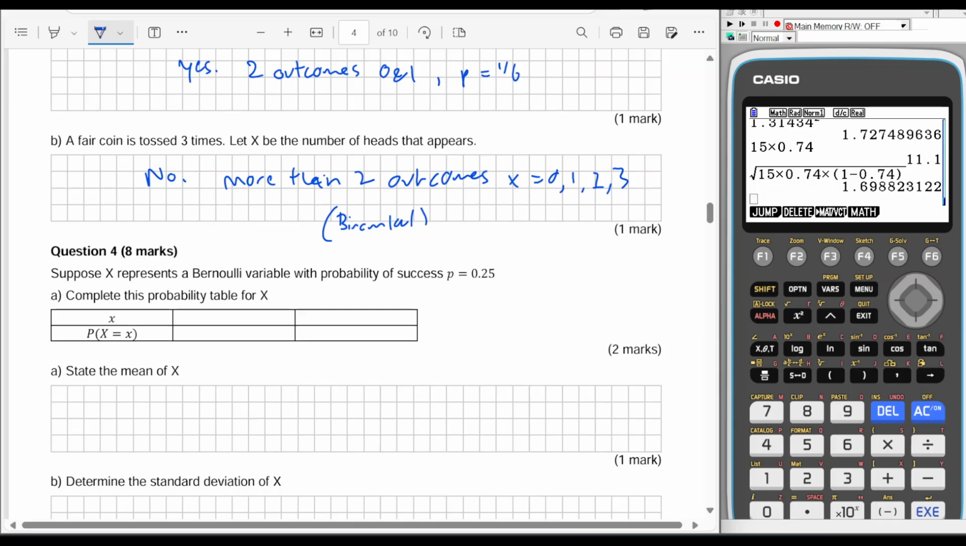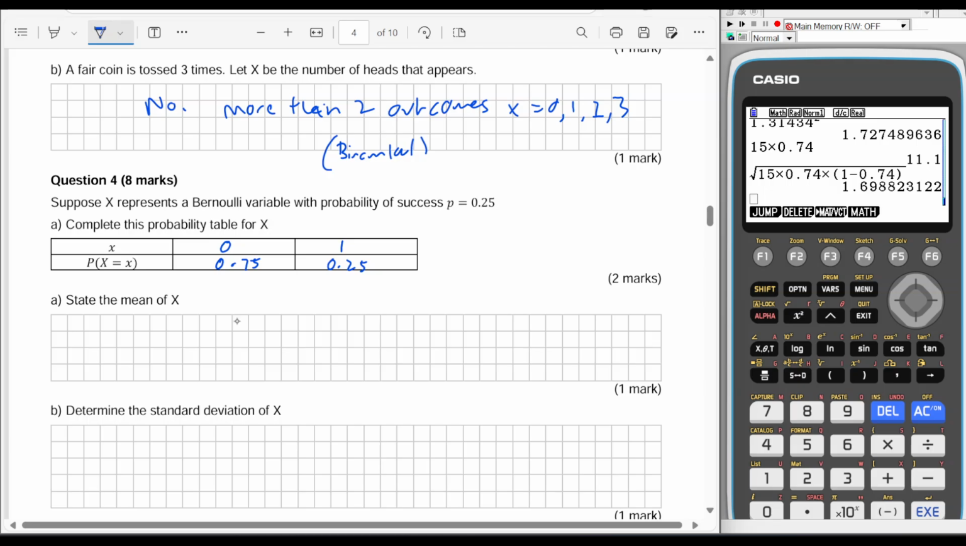Okay, suppose it does represent a Bernoulli variable. So we got 0.25 there for our p-value. That means the other number must be 0.75. And we want to state the mean of X. So the mean of X is, sometimes you use the mu symbol, but it's p, which is 0.25.